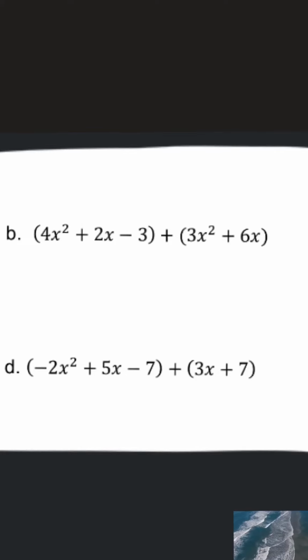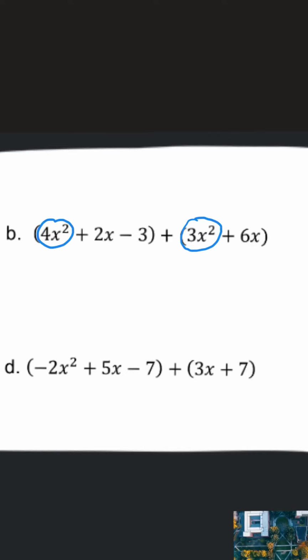Okay, let's do letter B. So the highest exponent that I see, or the highest degree that I see, is 2. So we'll start with 4x squared. And is there anything else that I see with an x squared? Oh yes, there is, that 3x squared. Now both the 4 and the 3 are positive, so we're going to add those together and we're going to get 7x squared.